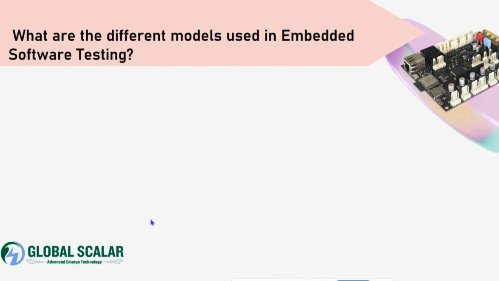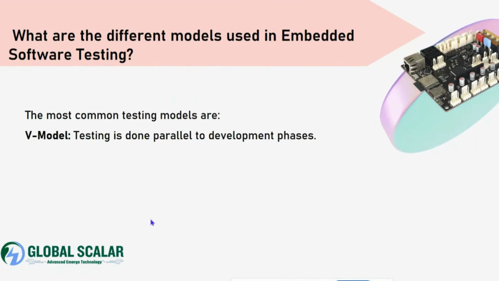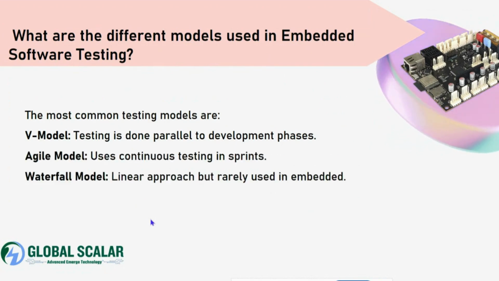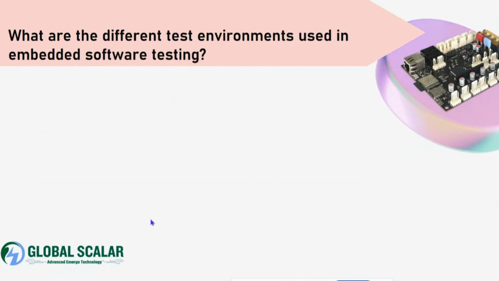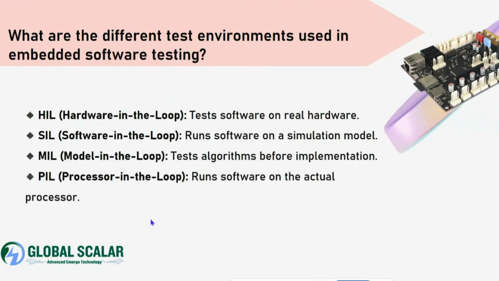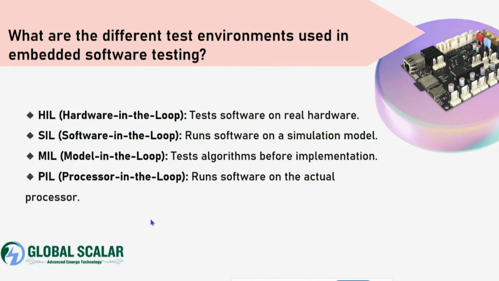What are the different models used in embedded software testing? The most common testing models are the V model, Agile model, Waterfall model, and hybrid model. What are the different test environments used in embedded software testing? HIL, hardware in loop; SIL, software in loop; MIL, model in loop; and PIL, processor in loop.